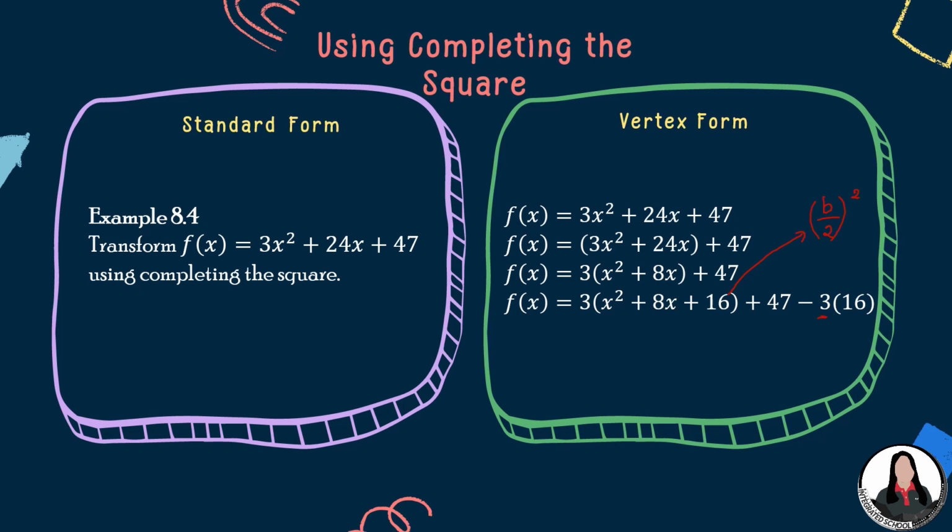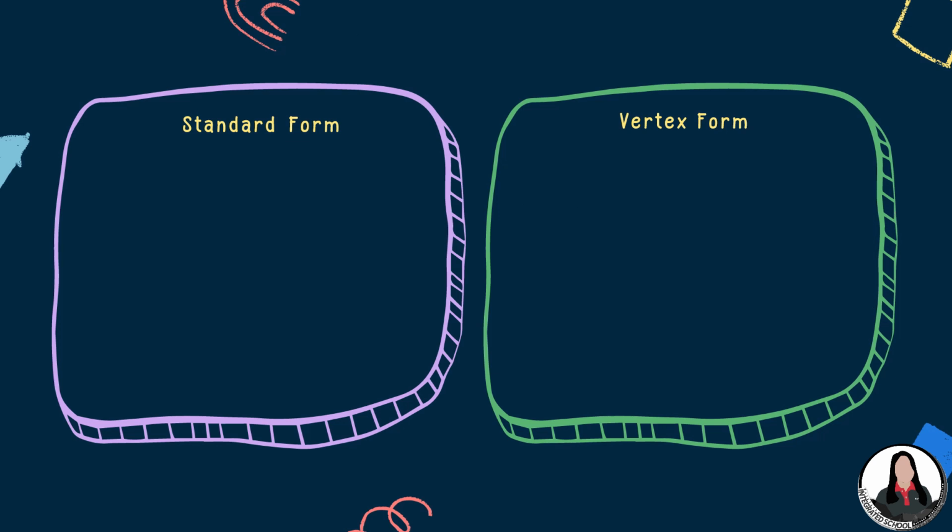Saan galing yung 3? Okay? Kaya naging 3 to kasi the value of a is not 1. Siya ay 3. That's why we multiplied it by 3 then, times the value of b over 2 squared, which is 16. Okay? Next, so from this, pwede na natin siyang isulat as f of x equals 3 quantity x plus 4 quantity squared minus 1. Okay. So simply, the value of h here is negative 4 and the value of k is negative 1.